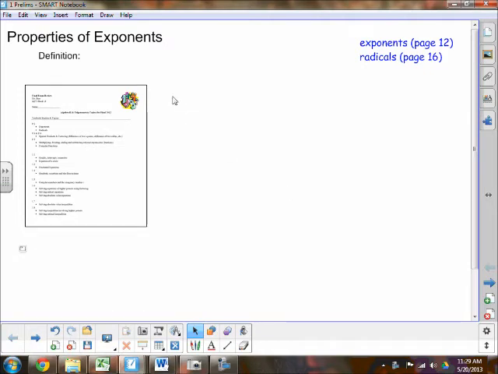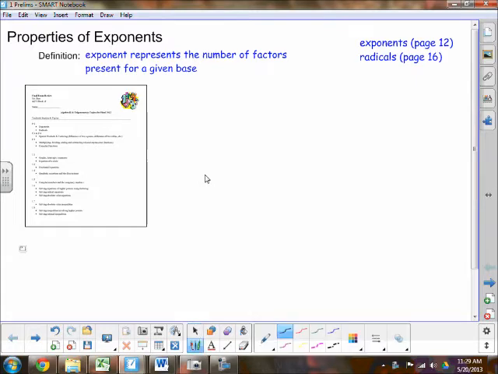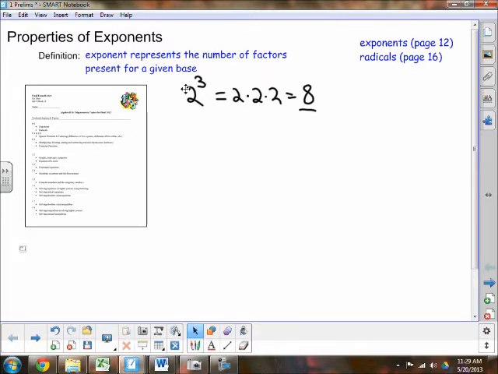Before we start looking at properties of exponents, we should talk about what an exponent actually is, its definition, and it basically represents the number of factors present for a given base. So, for example, if my base is 2 and my exponent is 3, it just says that I have 3 factors of 2, or 2 times 2 times 2, which is 8. There are 3 factors of 2 present in the number 8. If I had another number like 2 squared times 3 cubed, that would be a number with 2 factors of 2 and 3 factors of 3. So it represents the number of factors that are present for a given base.